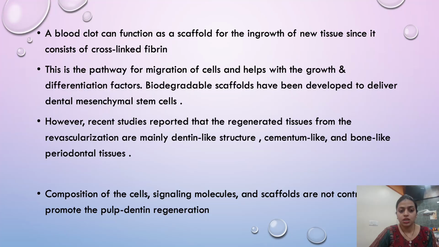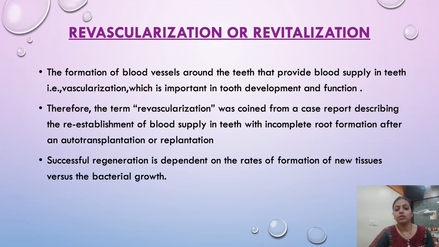However, recent studies report that regenerated tissues from the revascularization are mainly dentin-like, cementum-like or bone-like structures. Okay, the composition of cells, signaling molecules, and scaffolds are not contributing towards pulp dentin regeneration. It's more of a repair.